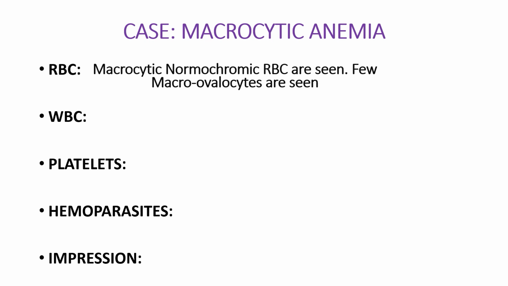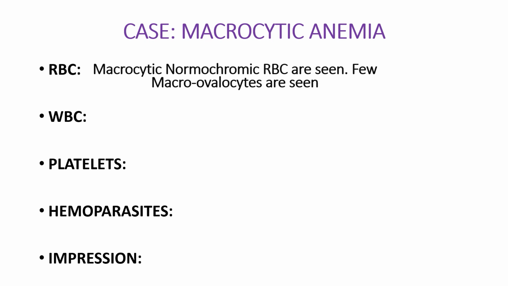Do you see megaloblasts in the peripheral smear? You don't see them, because blasts are there in the bone marrow. So when you write about B12 and folate, even though they cause megaloblastic anemia, which is a form of macrocytic anemia, megaloblasts are seen in the bone marrow and not in the peripheral smear.